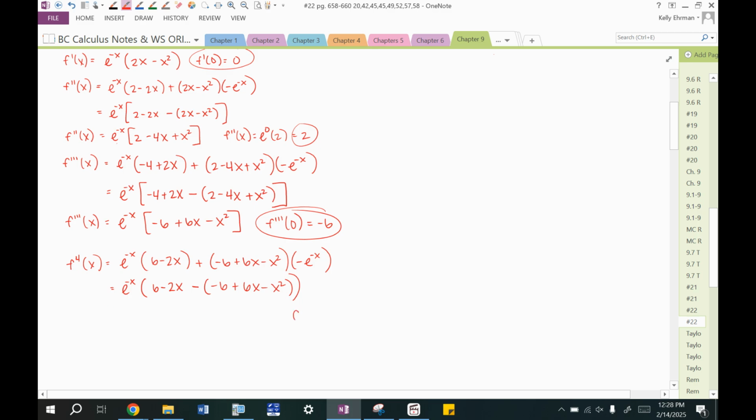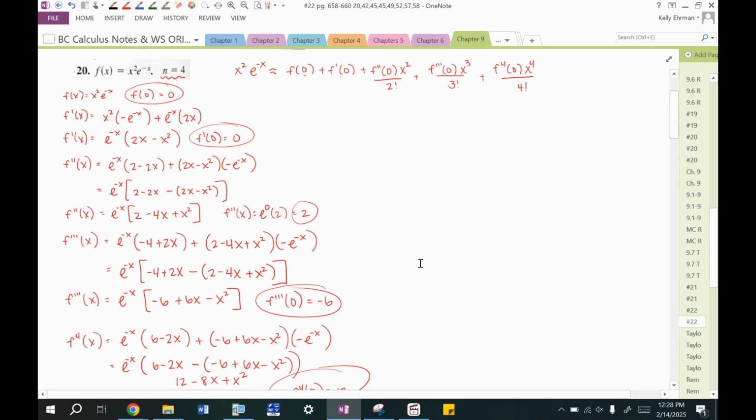All right, so what is f4 of 0? So e to the 0 is 1. And then what is all of this? This is 6 plus 6 is 12 minus 8x plus x squared. So when you plug in 0, you're just going to be left with 12. All right, that's everything we need to write this fourth order polynomial.